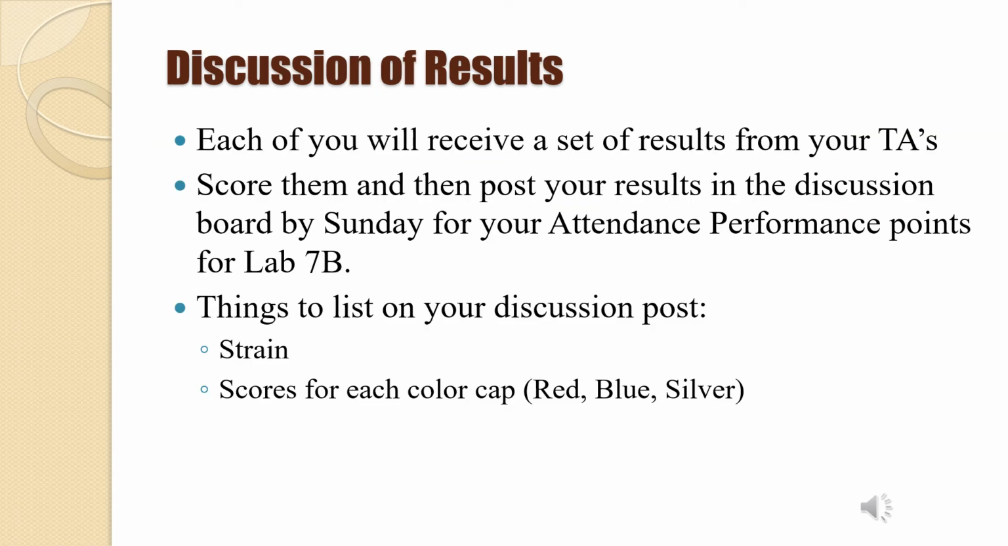The discussion of results for this lab will be a little bit different than previous labs. Each of you will be receiving a picture of a set of tubes from your TAs. You will then score the tubes and post your results to the discussion board by Sunday for your attendance performance points for Lab 7B. There are several things you should include in your discussion post. First of all, the strain. This will be either 012, W575, or ML308225. You will then want to include the scores for each color cap: red, blue, and silver. Make sure you list which result corresponds with which color cap.